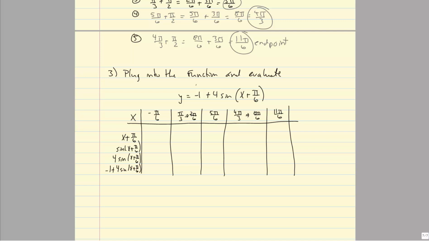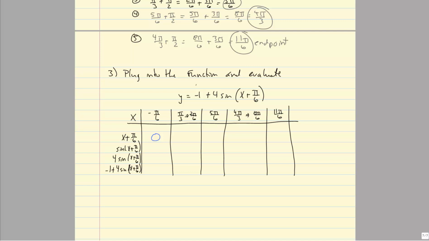But we're going to break this down step by step because these are some pretty big numbers. So we're going to break it down to make this a little bit easier to work with. Okay, so x plus pi over 6. So I'm taking -pi over 6 and I'm plugging it in here. -pi over 6 plus pi over 6 is 0. And again, the reason I'm using the 2 pi over 6 is it's easier to add to pi over 6.